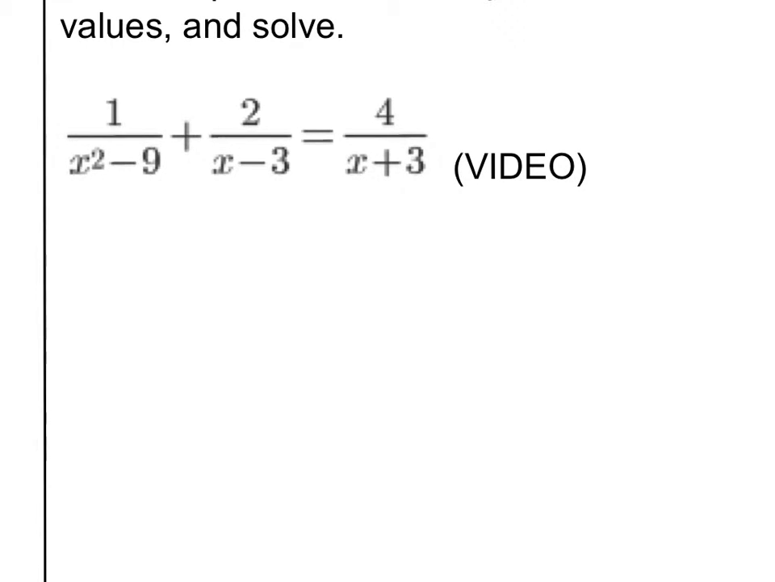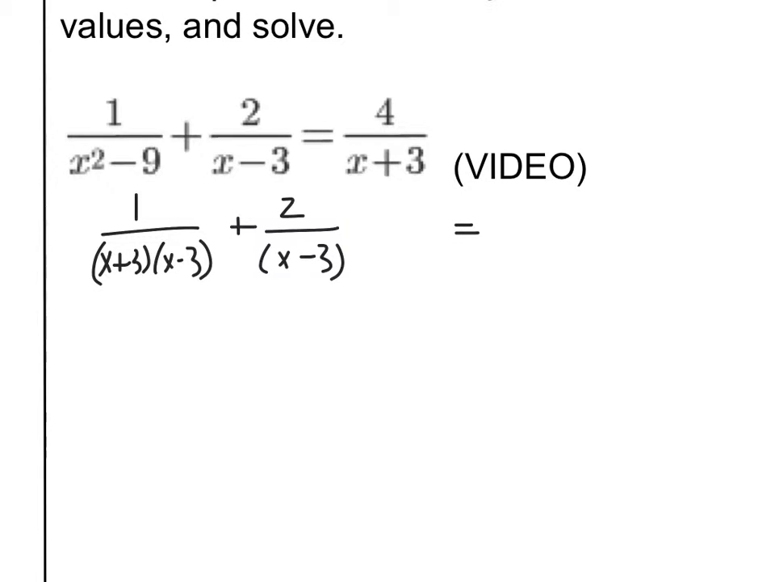At first, I've got a difference of two squares. That's going to be 1 over x plus 3 and x minus 3, plus 2 over x minus 3. I'm going to leave a little bit of space because I know I'm going to have to find some common denominators. And 4 over x plus 3.